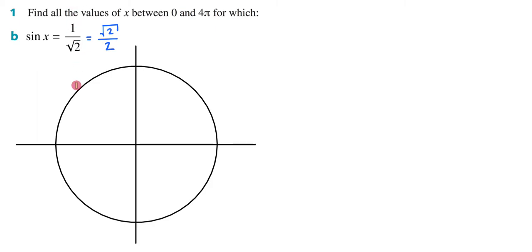So now we look at our question and we look at our unit circle. Because we're dealing with sine, we're looking at the y-axis, and we're saying where on the y-axis am I going to find 1 over the square root of 2? Well, it's positive, so it's going to be up here, and it's going to be about there. 1 over the square root of 2.